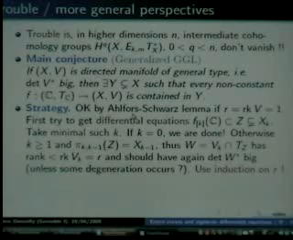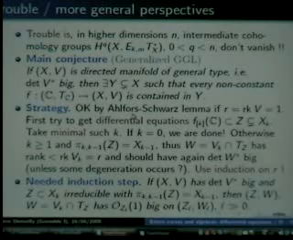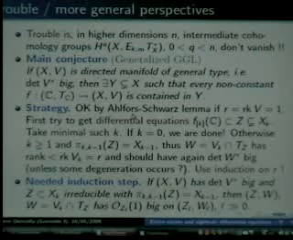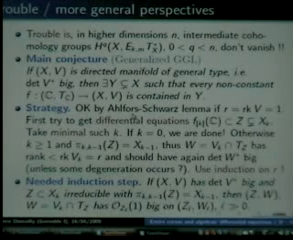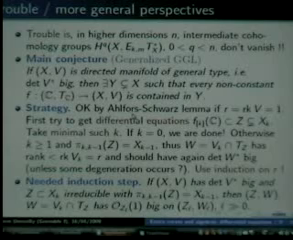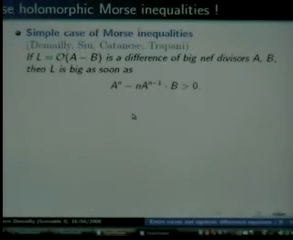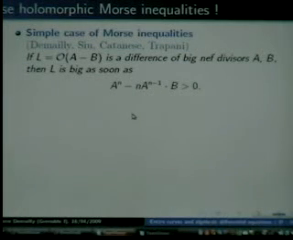So I will not explain the strategy because I'm running out of time. But essentially, you are using induction on dimension and on order. So you have a double induction. You make an induction on the order of the differential equations and an induction on the dimension of the base variety. And then you replace the Riemann-Roch calculation by some more elementary estimate, which is a version of Morse inequalities for the complex cohomology. This is called the holomorphic Morse inequalities.